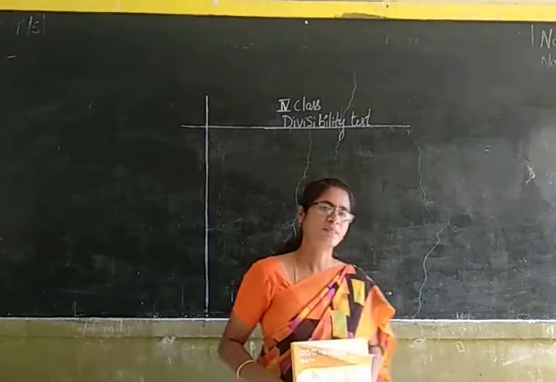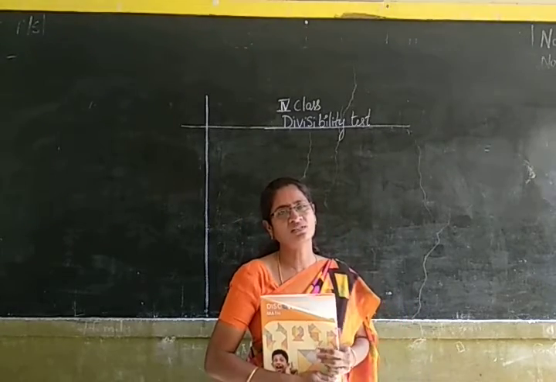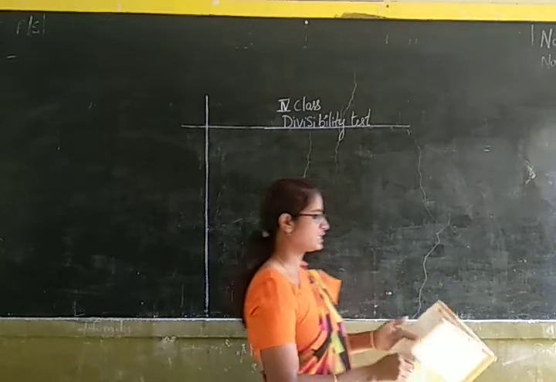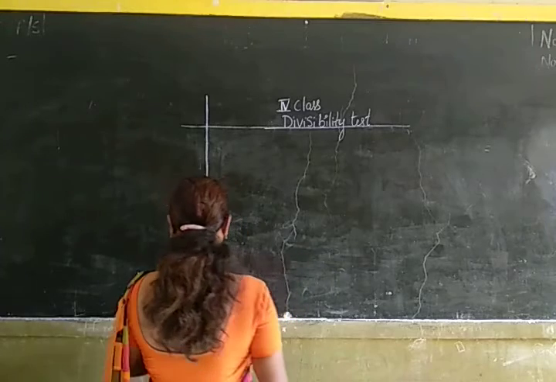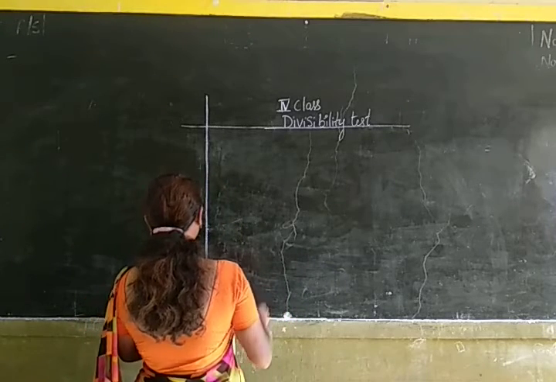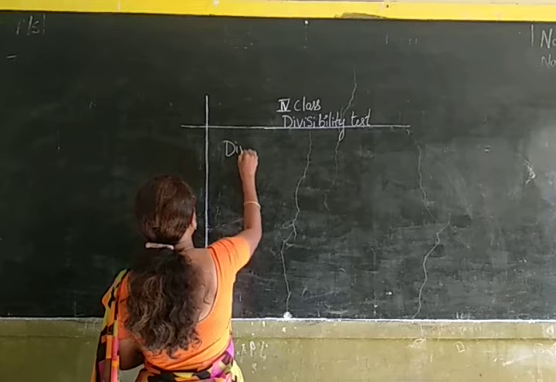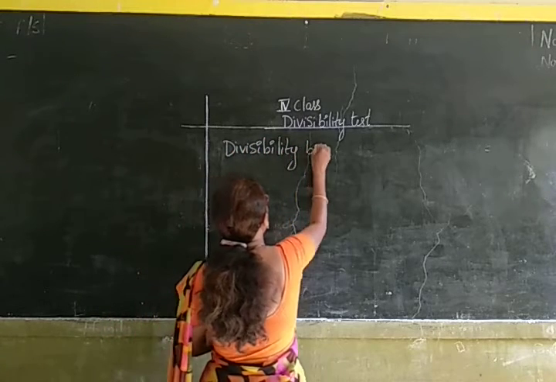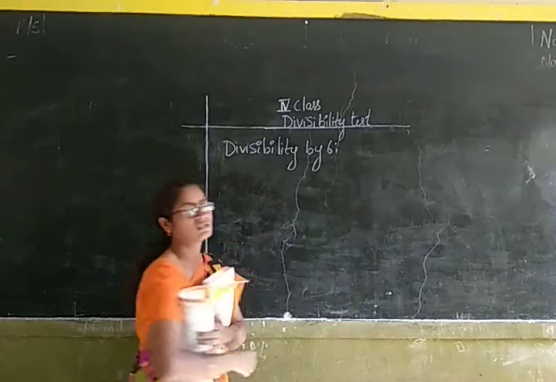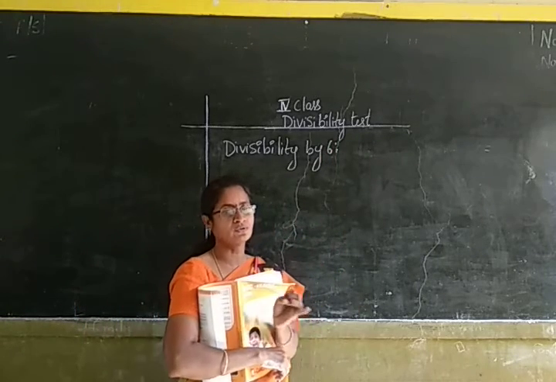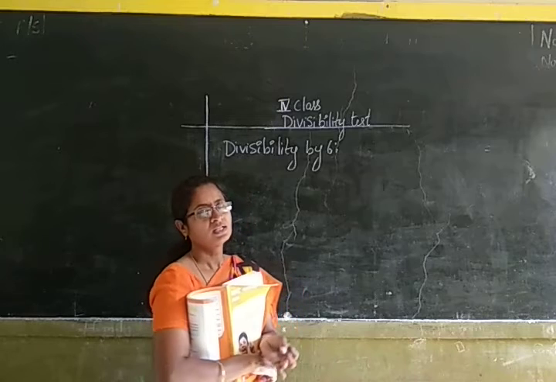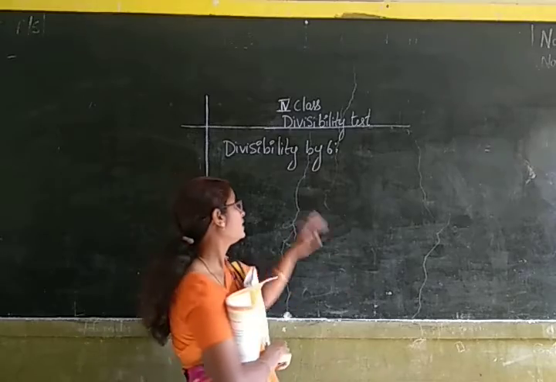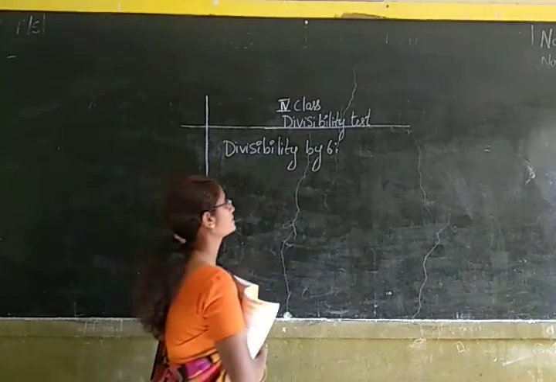Today, let us learn the remaining divisibility rules. Today, let us learn about the divisibility rule for 6. Divisibility by 6. Okay, children. In the last class, we have learnt about the divisibility rule for 2, divisibility rule for 3, divisibility rule for 4, and divisibility rule for 5. Now, today let us learn the divisibility rule for 6.